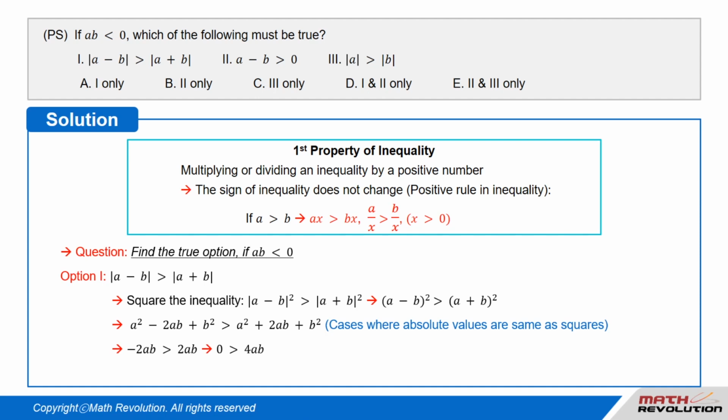To get a squared minus 2 times a times b plus b squared is greater than a squared plus 2 times a times b plus b squared. Negative 2 times a times b is greater than 2 times a times b, or 0 is greater than 4 times a times b. If we divide this inequality by 4, we get a times b is smaller than 0 by the first property of inequality, positive rule in inequality. Thus, this option is true.